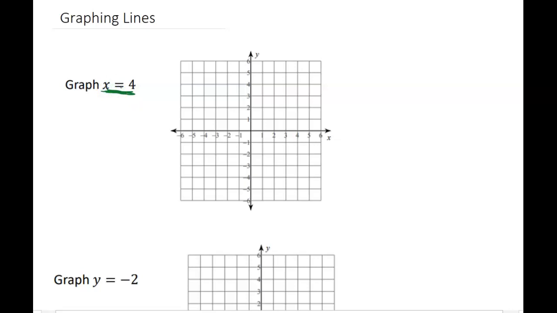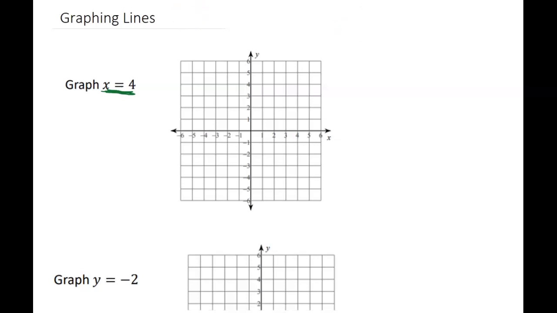Now, most of you notice that when we have x equals a number or y equals a number, we have a graph that goes either straight up and down or left and right. But we oftentimes forget which does which. So I'm going to show you a way that I remember it, and hopefully it'll help you remember too.